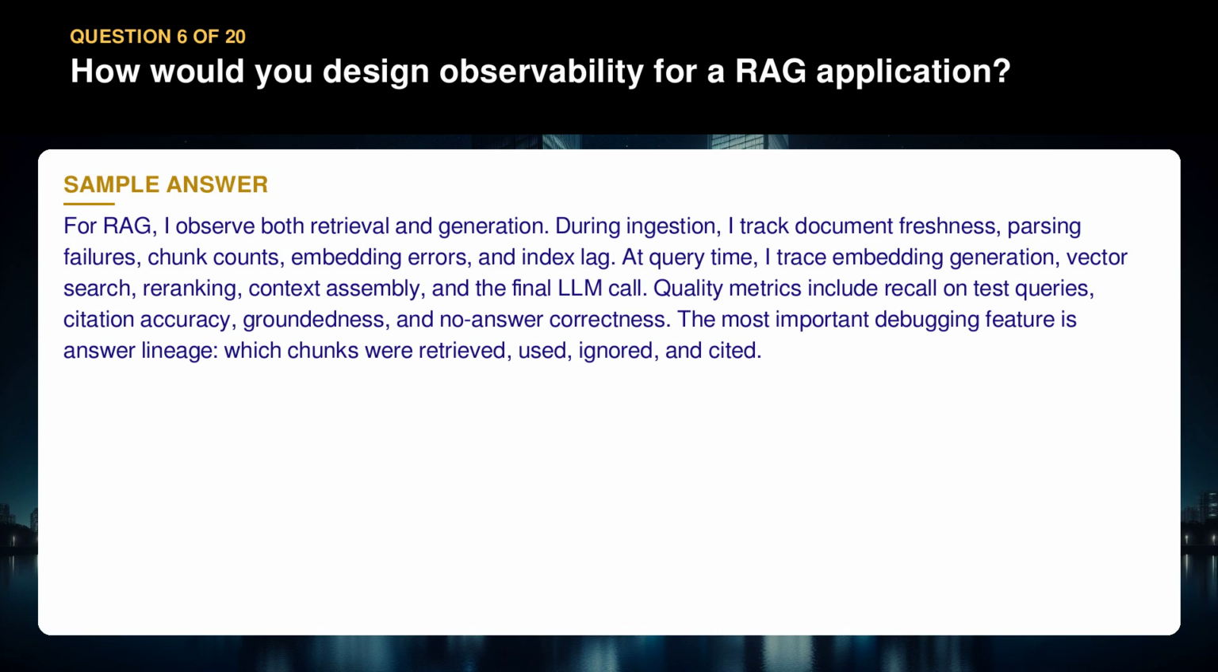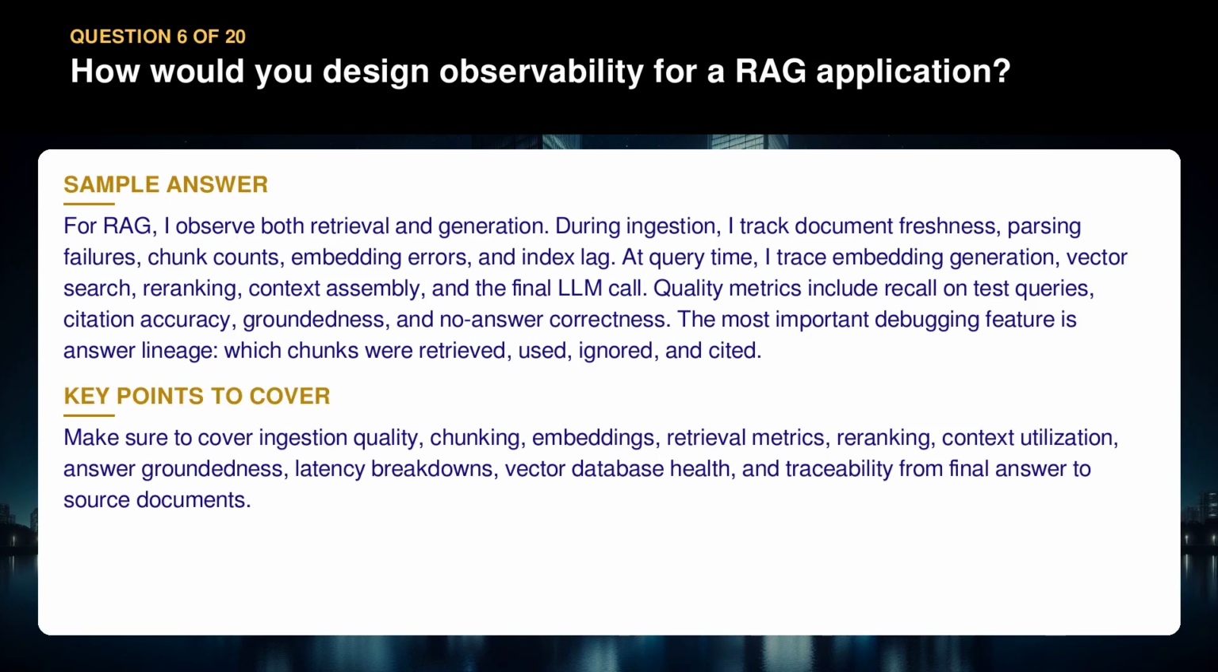The most important debugging feature is answer lineage. Which chunks were retrieved, used, ignored, and cited. Make sure to cover ingestion quality, chunking, embeddings, retrieval metrics, re-ranking, context utilization, answer groundedness, latency breakdowns, vector database health, and traceability from final answer to source documents.